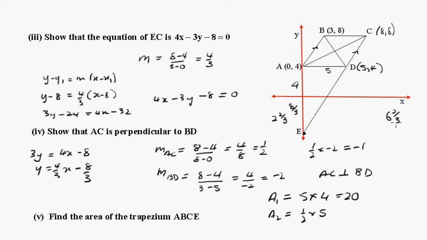6 2/3, which is 20 on 3. Half times 5 times 20 on 3, and of course, that goes with that, making it 10, which is 50 over 3. Now 3 into 50 gives me 16 2/3. So the total area of the trapezium is the combination of these two, which is 36 2/3 units squared.